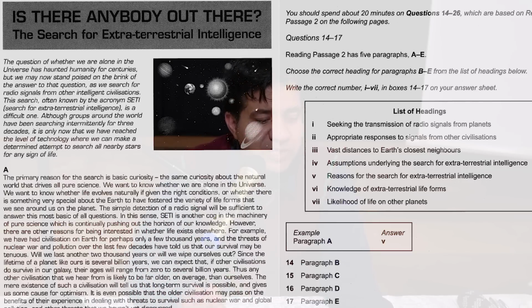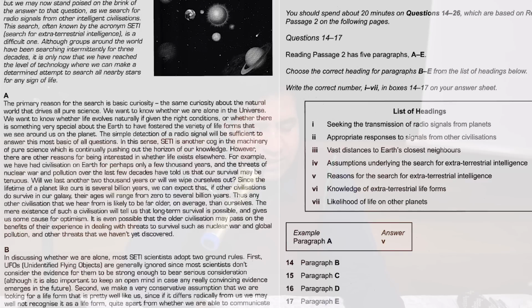Okay, now we'll read the first sentence of each paragraph. We can even start with this introductory paragraph as well. The question of whether we are alone in the universe has haunted humanity for centuries. Just underline that. Then we come to paragraph A, but for list of headings, we are not going to read the whole paragraph, we just read the first line. Primary reason for the search is basic curiosity. So they tell us the reasons why they are doing the search, are there any people on other planets. And in this paragraph you can underline SETI, S-E-T-I, got it?